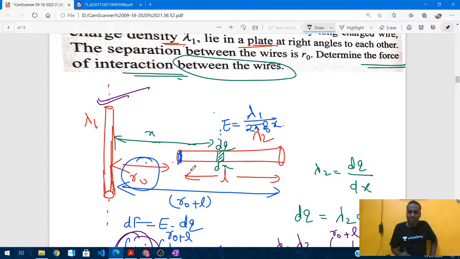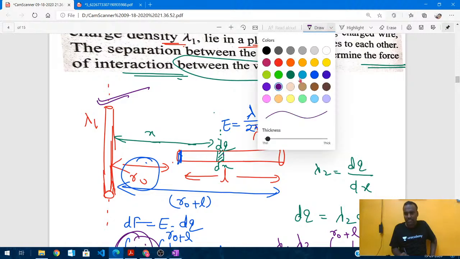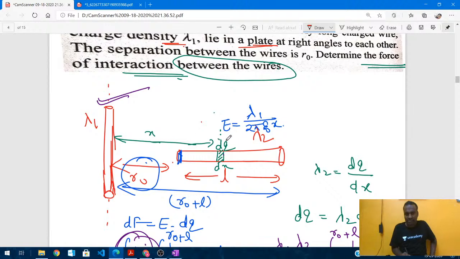Both are placed perpendicular to each other. So what is the force of interaction between the two rods that we have to find? For that, I choose a point at a distance x, and at that distance x I took a small elementary part.